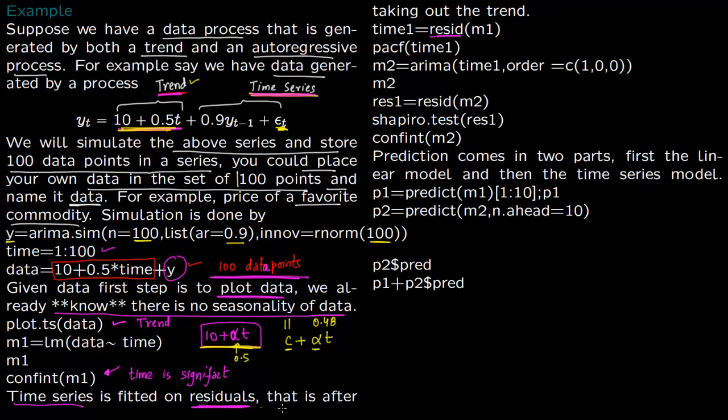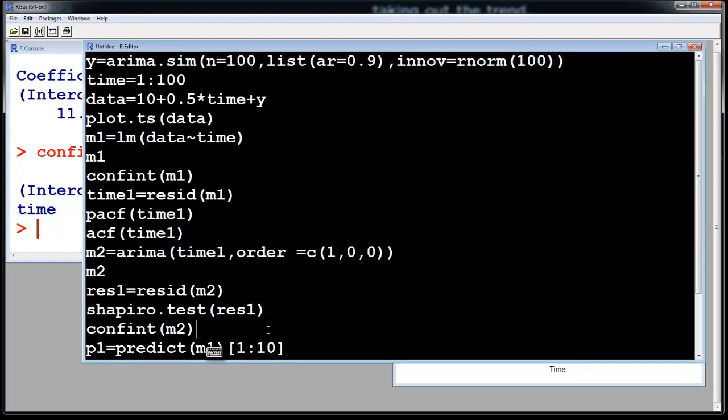Now the idea is the time series is fitted on residuals, so you have to take the time out. That is, you take out the trend. So you take this trend out and you fit time series on the residuals. So let us do that. So now we are here. So you name time 1 as the residuals, and then you fit the partial autocorrelation function on time 1 and autocorrelation function on time 1. And let us do that.